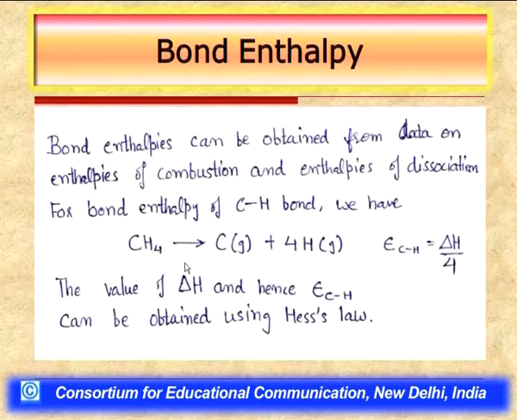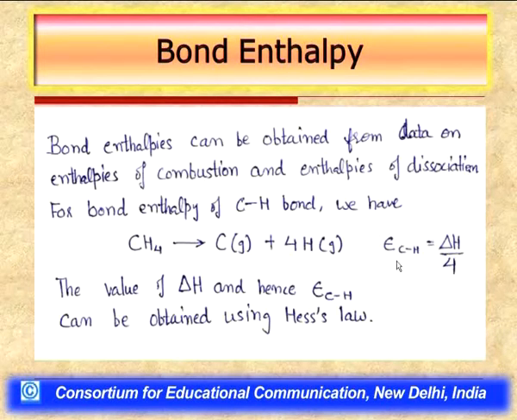For example, over here we have the decomposition reaction of methane. It leads to formation of 1 carbon atom and 4 hydrogen atoms in the gaseous state, and this also has an enthalpy change that will be designated by symbol delta H. Then, since this reaction has led to cleavage of 4 CH bonds, we can divide this delta H by 4 in order to get the bond enthalpy of CH bond. In this manner, we can get the bond enthalpy of CH bond.